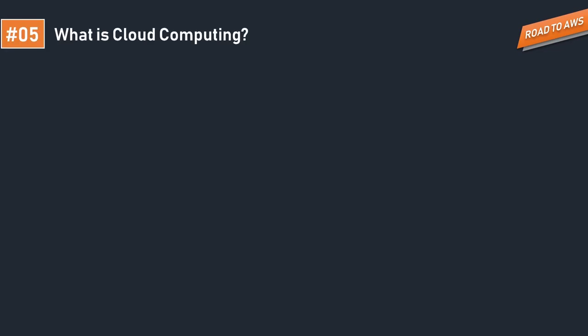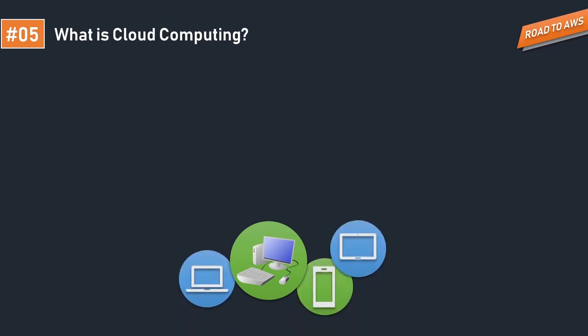So what is cloud computing then? Cloud computing is basically an on-demand availability of computer system resources, especially data storage and computing power, without direct active management by the user. So what does it mean? Let's suppose you have all the devices that you need and you want your resources to be placed somewhere else. Let's suppose we divide this into two parts. One is cloud and one is computing.